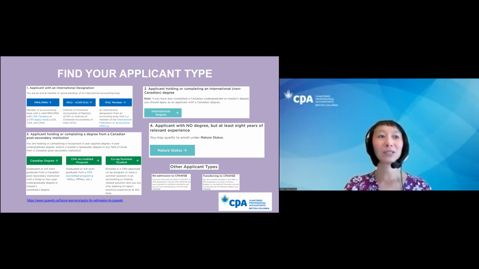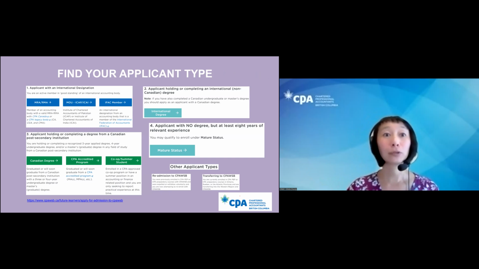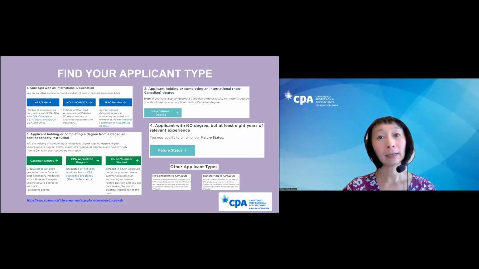Now, what is your applicant type? So how do we find our applicant type? As you might have seen on the CPA WSB website, we have 4 main applicant types and other. Applicant type 1 refers to people that have an international designation. Now, again, depending on the name and the country of your international designation, this may mean that you qualify to apply to CPA under the MRA or RMA route, or the MOU route, or the IFAC member route.